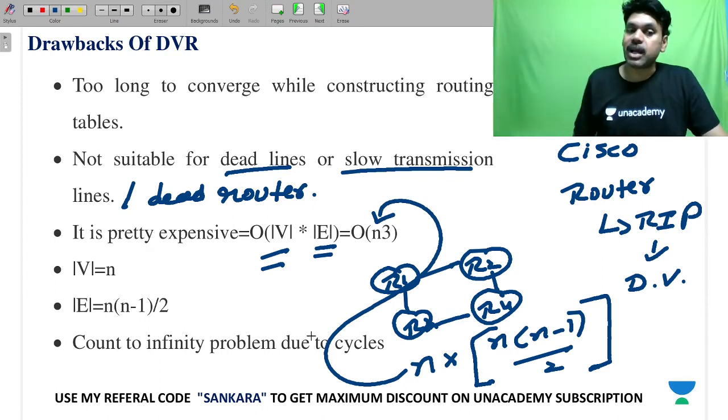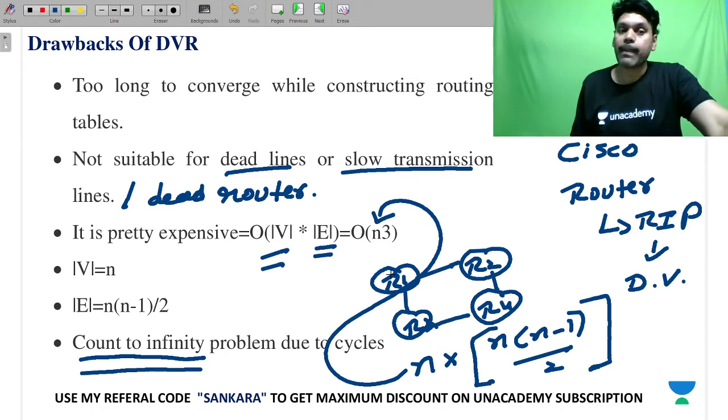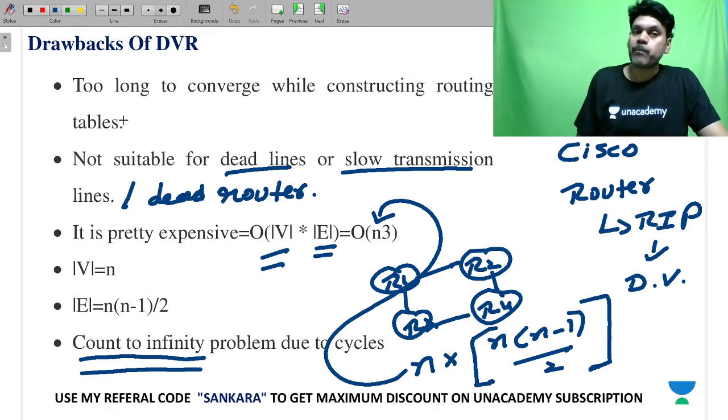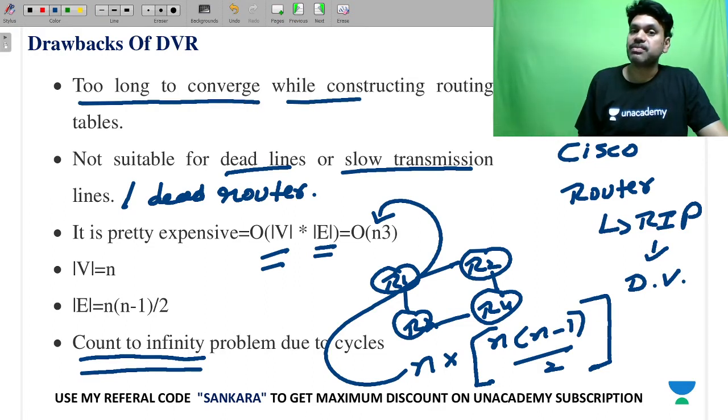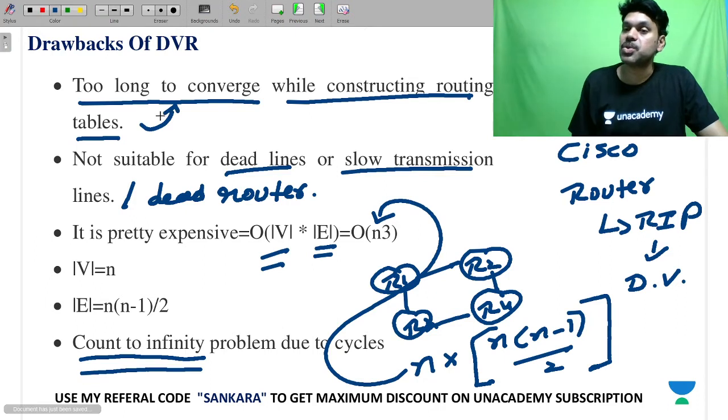And the other problem is that count to infinity is a major problem with distance vector, which is going to form cycles. So you're going to record false values instead of true values. This is one of the problems. And too much long convergence while constructing routing tables. But actually it is very fast convergence. But in the event of count to infinity, it automatically becomes slow. Its capacity is going to be reduced.